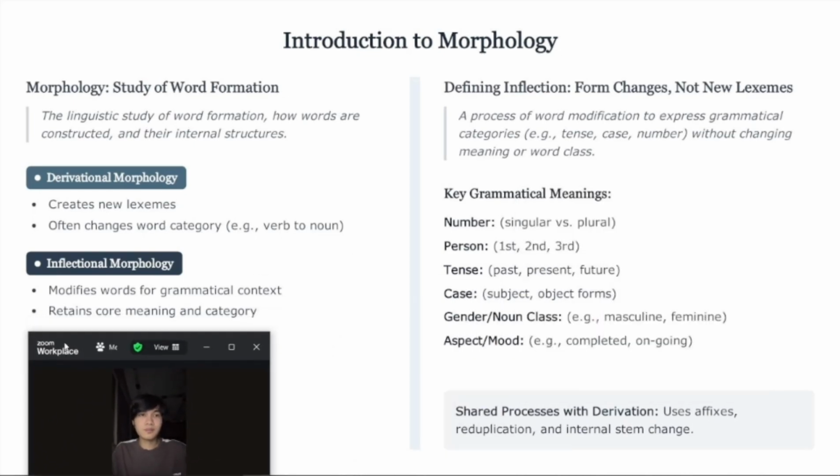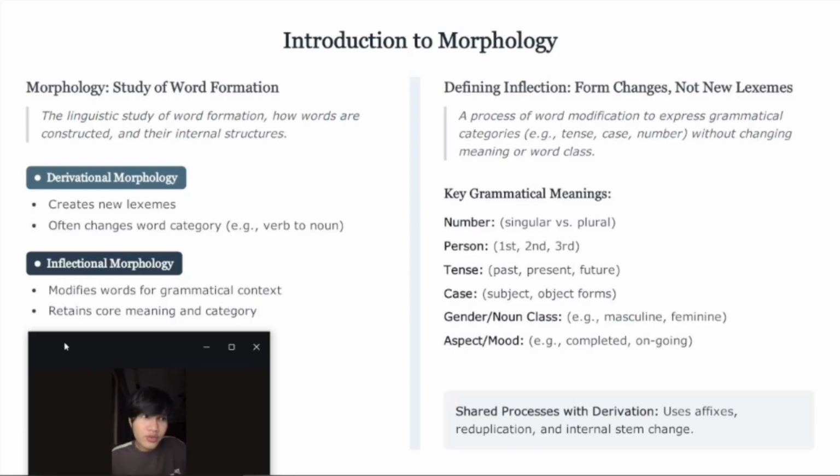Okay, so what is morphology? Morphology is the study of word formation, or pretty much how words are constructed and their internal structures. To make it a little more understandable, let me give a simpler explanation. Morphology is the study of how words are formed. It looks at how a word is built, what smaller pieces it has, and how those small pieces change the meaning or the grammar of the words. And there are two types.